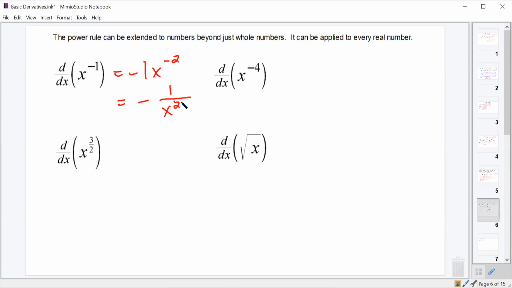I don't have any preference between the two, but sometimes it's going to be necessary to rewrite it into this form so that we can do some other work with it. Does that make sense? Everybody good with that one?